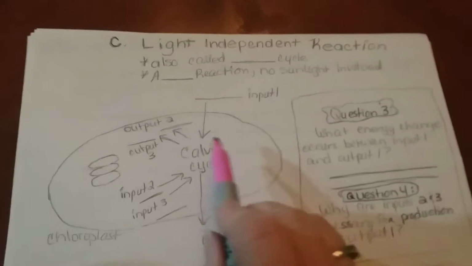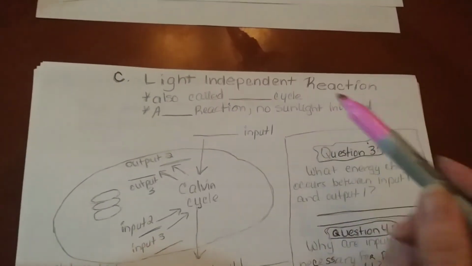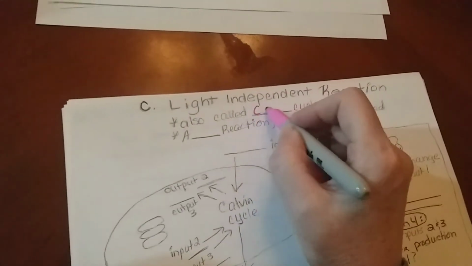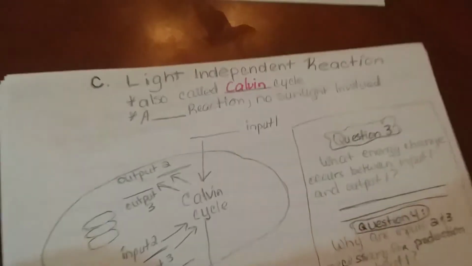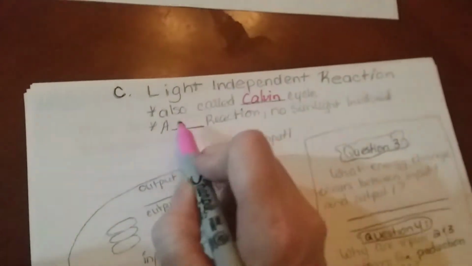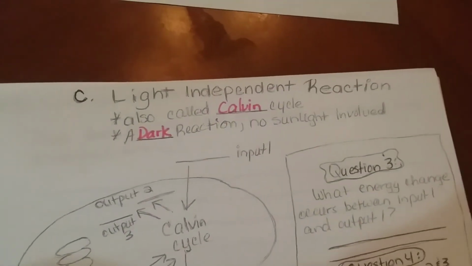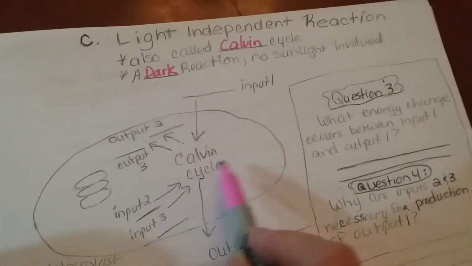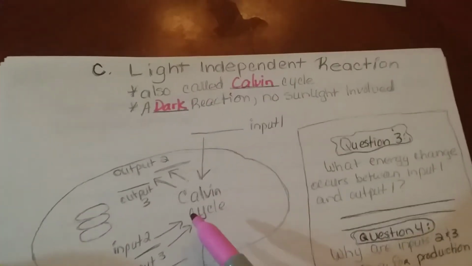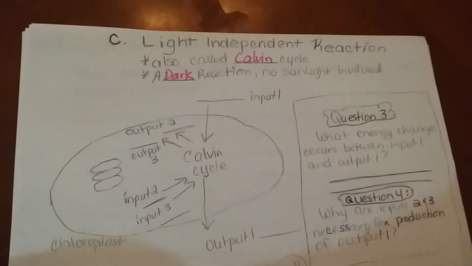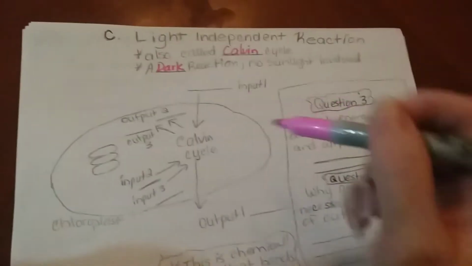So now we're going to move to the other side of the chloroplast. That's the light-independent reaction. It's also called Calvin cycle, after the scientist who figured all this good stuff out. You will also hear it called the dark reaction, because there's no sunlight involved with this side of the chloroplast. That all happened over here, and so this is the dark side. Calvin cycle. What energy change occurs between input 1 and output 1?